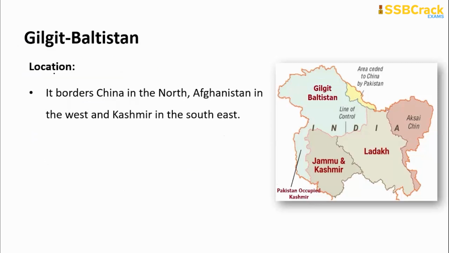If you look at the location, it is in the northern part of India. It borders China in the north, Afghanistan in the west, and Kashmir in the southeast. It shares a geographical boundary with POK, Pakistan-occupied Kashmir, and India considers it a part of the undivided Jammu and Kashmir.